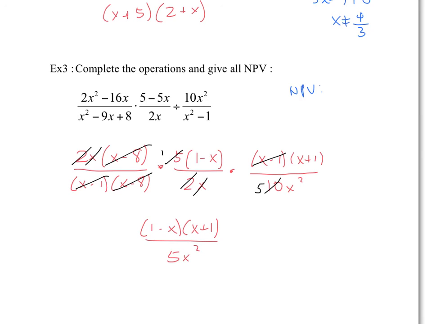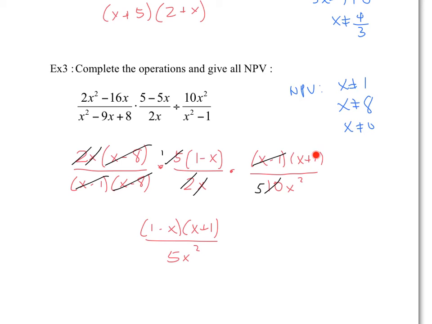Okay, so non-permissible values. Let's look at the easy ones. x cannot equal 1 and 8. So x cannot equal 1, x cannot equal 8. We have another one, x cannot equal 0 over here. We have x cannot equal 0 as well here because you'd have 10 times 0 times 0. So you cannot have 0. We already got that one.